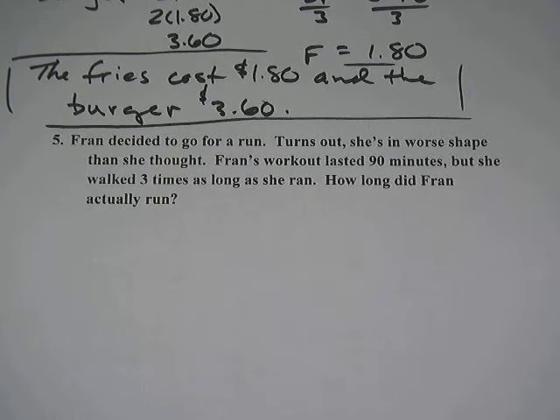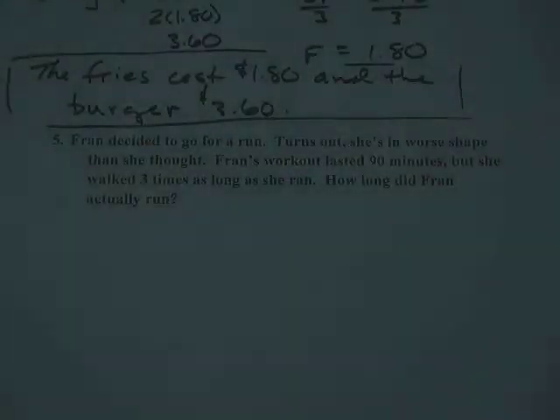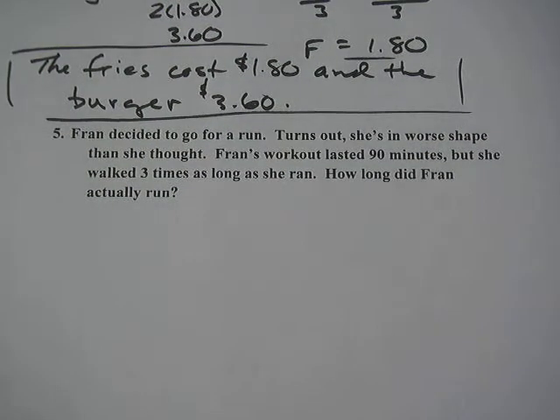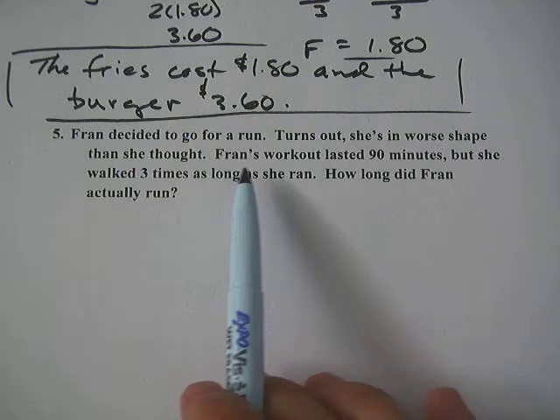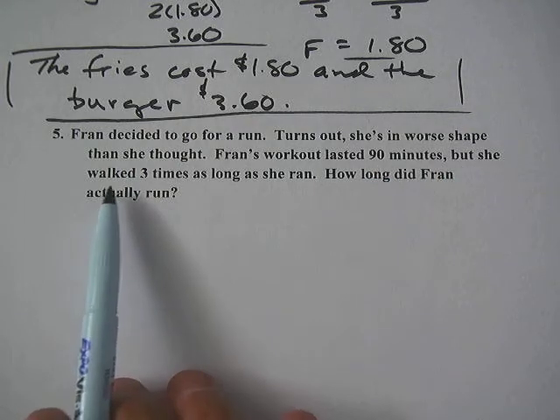Okay, we got one more to try. This would be a great one for you to try on your own. You ought to hit pause, give it a shot, and see if you come up with the same answer. Okay, so number 5 says, Fran decided to go for a run. Turns out she's in worse shape than she thought. Fran's workout lasted 90 minutes, but she walked 3 times as long as she ran. How long did Fran actually run? Alright, so that's a lot of stuff in there.